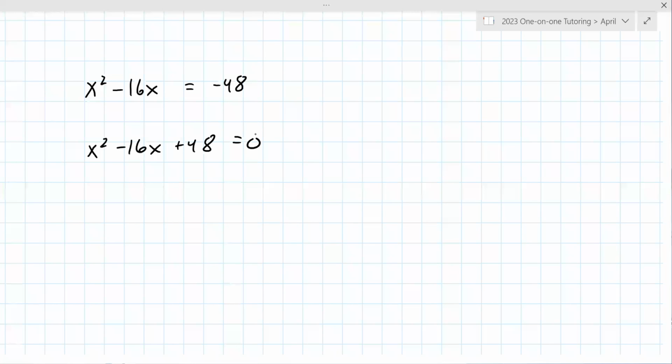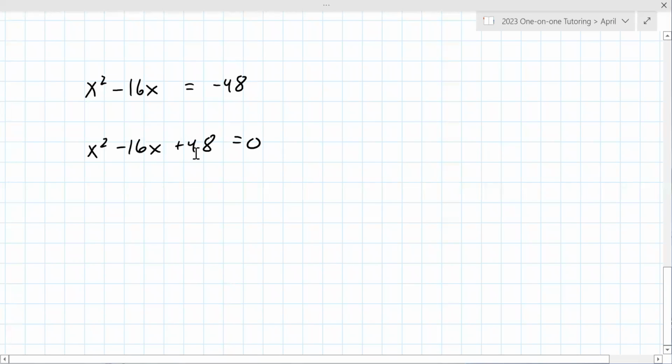x squared minus 16x equals -48. Like this? Yes. All right, so we're going to move that 48 over. Always set it equal to 0. All right, now from here, you're looking for two numbers that multiply to 48 but add to -16.